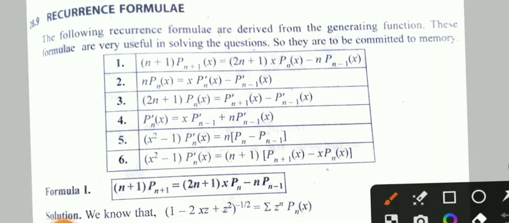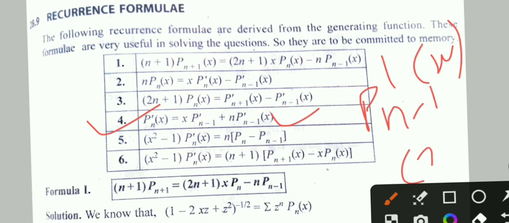Now continue our equation, that is number 4: pn prime of x is equal to x pn minus 1 prime plus n pn minus 1 of x. This is very easy. Take common pn minus 1 prime of x, then this will be formed as x plus n. This is a very simple formula, you can convert it in this way.